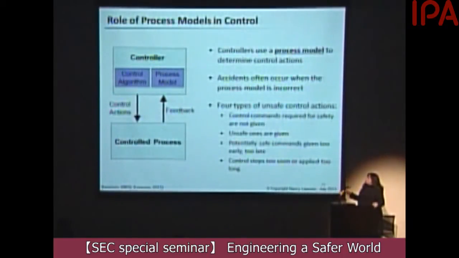And there are 4 types of unsafe control actions that the controller can provide. Control commands that are required for safety are not given. In air traffic control, 2 planes are on a collision course, but there's no command given to turn one or both of them away. Unsafe ones are given. 2 planes are not going to collide, but commands are given that make them collide. Potentially safe commands are given, but too early or too late, or control stops too soon or is applied too long.